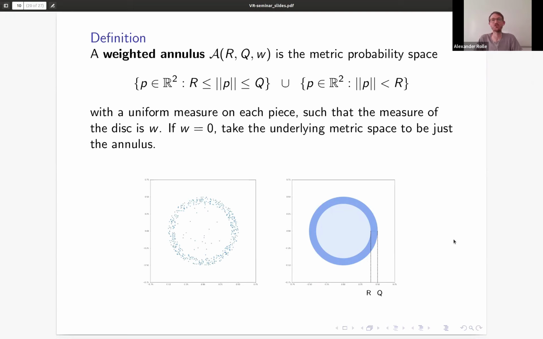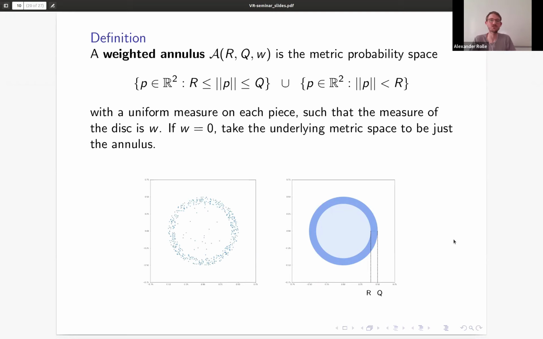And then I also take the inner disk, the points with norm less than R. And so as a metric space, I just have a disk of radius Q, but I put a uniform measure, a different uniform measure on each piece.